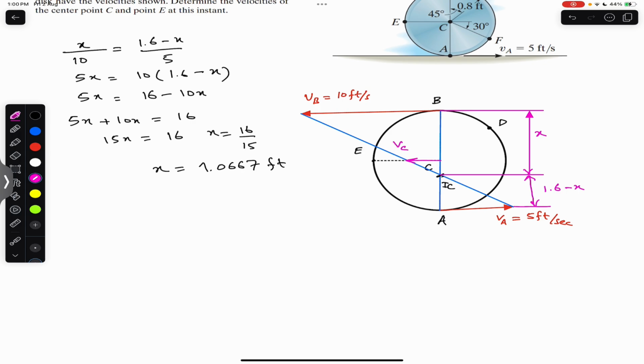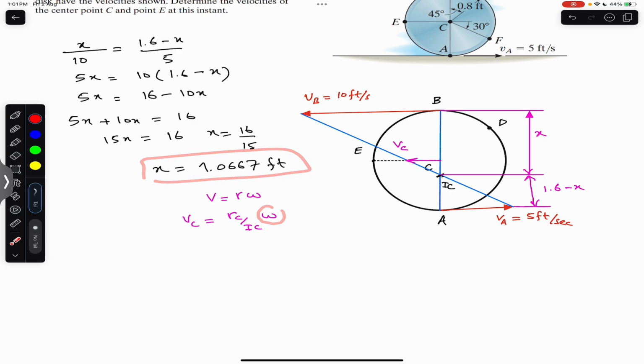We can always use that relationship V equals R omega once we find the instantaneous center. So we can say that VC is equal to R of C/IC times omega. First of all, we need to find omega. How to find omega? Again, we can use this same relationship for VB as well.